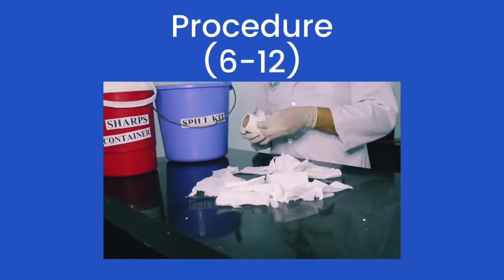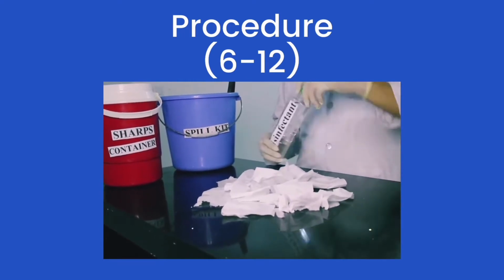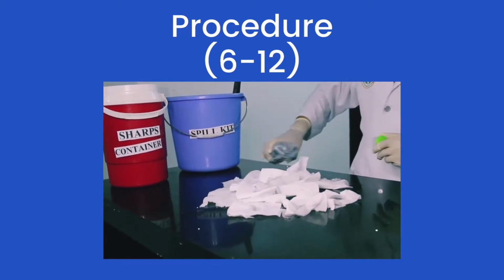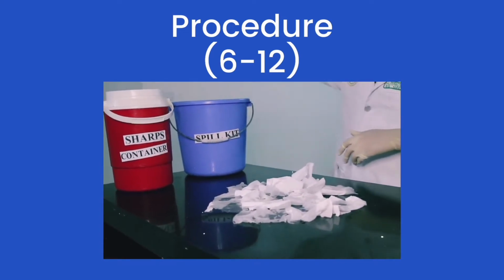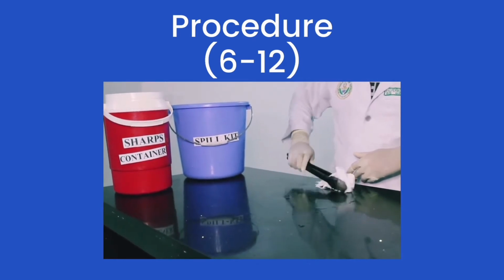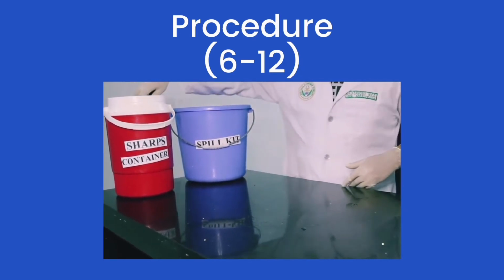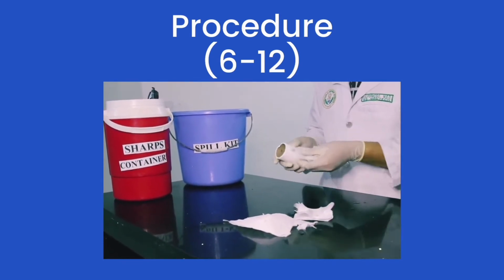Then I place absorbent material around and on the spill itself. Then we use disinfectant and pour it concentrically, starting from the outer part to the center, and observe appropriate contact time. Now we use our tongs to pick up our absorbent material and broken glass and put it in our sharps container or infectious yellow bag.